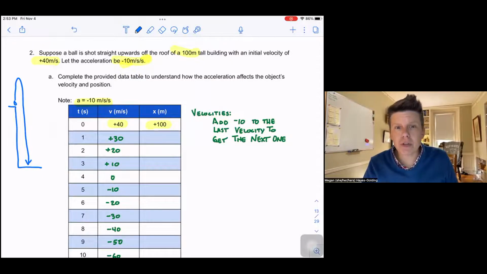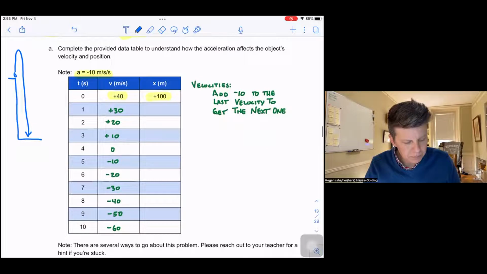I've already filled in the velocity column because I think by now you've had enough practice at it that it makes sense. I have a negative acceleration and a positive initial velocity, so 40 meters per second plus a negative 10, 40, 30, 20, 10. You see how the velocities go in that column.